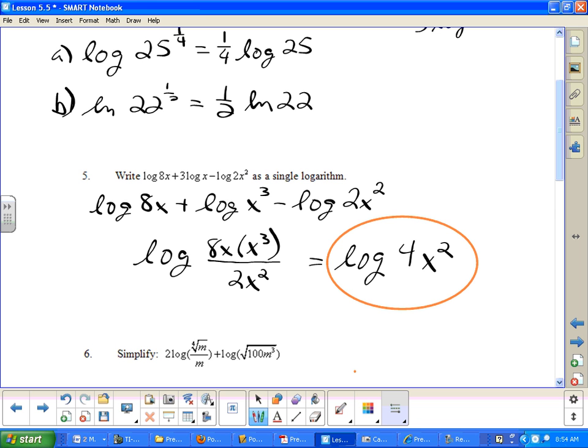Okay. All right, so there are those basic properties of logarithms: product, quotient, and the power property. And those will get you through the first section of what you have to do today.